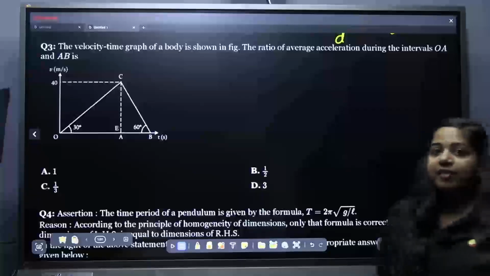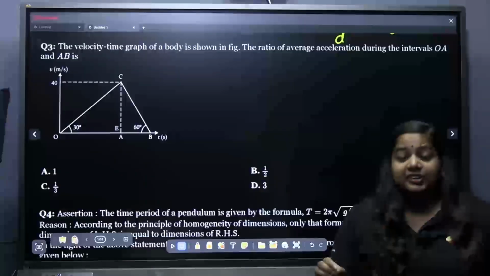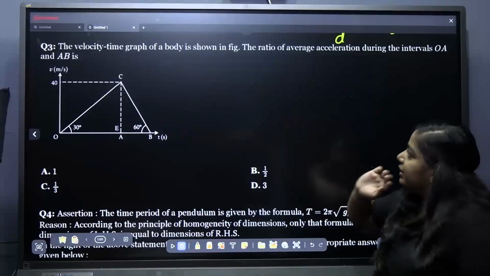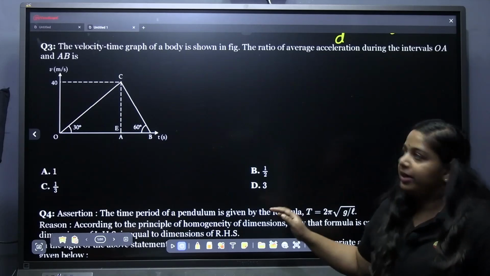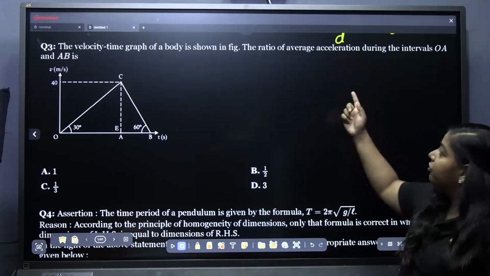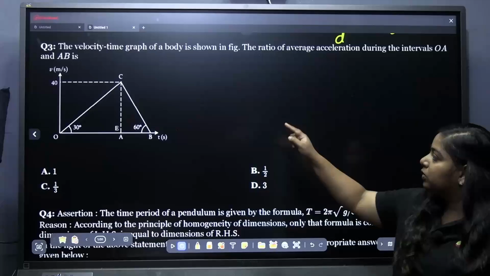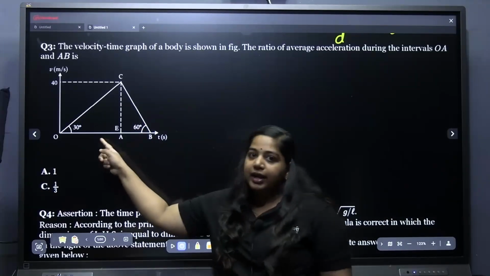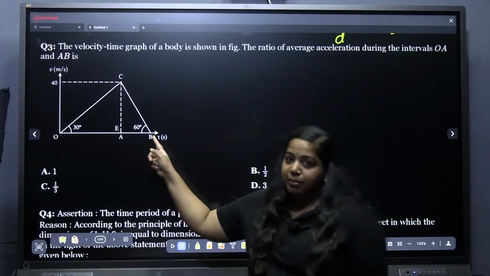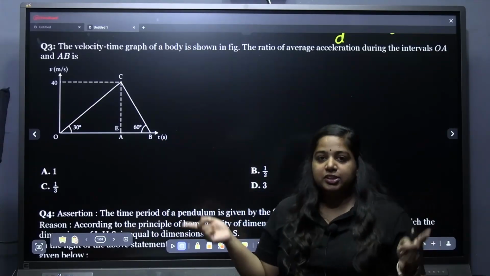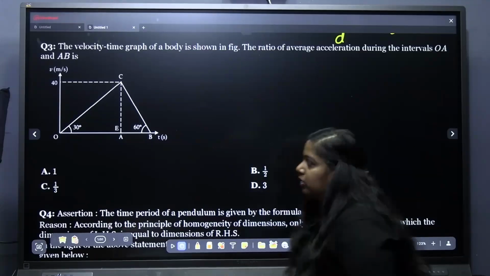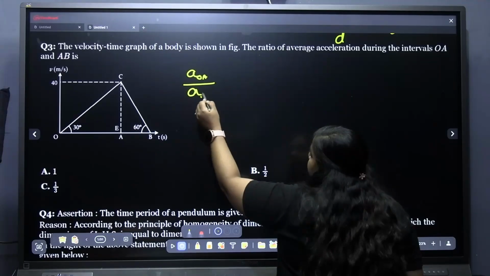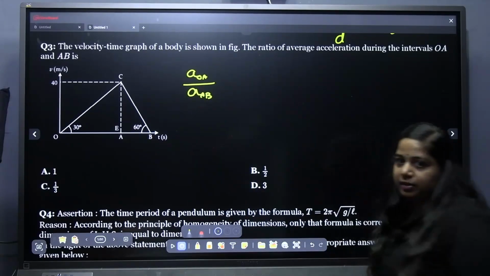Okay, this is a graphical question. Graphical questions are very easy to solve, so it is a must do question. Okay, you can see velocity time graph of a body is given. You have to find the ratio of average acceleration between OA and AB. Like there is one acceleration during OA time and different acceleration during AB time. Okay, you have to find the average acceleration in both cases and find their ratio. So acceleration during OA by acceleration during AB, this is what we have to find.